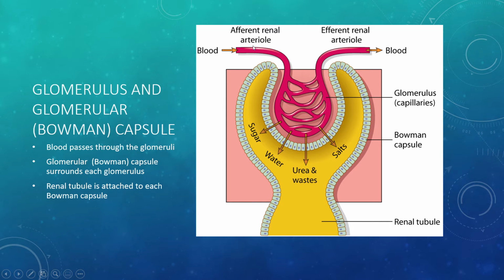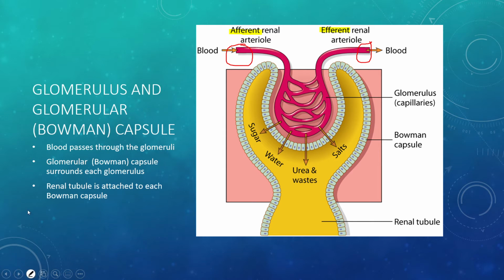Blood enters through the afferent arteriole. Afferent meaning moving towards the structure in question, which is the glomerulus. The efferent arteriole carries the blood away from the glomerulus. Now there's a difference here, a difference in the diameter of the afferent and efferent arterioles. The afferent arteriole has a larger, wider diameter than the efferent arteriole.